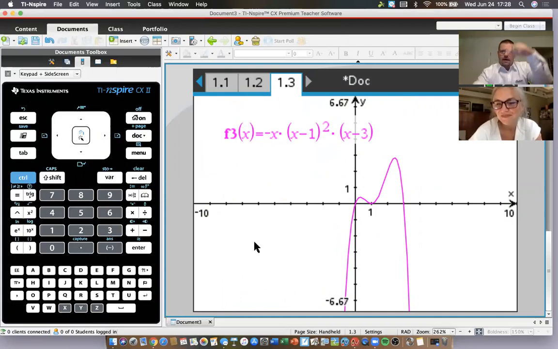Now, I don't have the heights of my peaks. I could find more points to get a refined graph, but I only really need you to find the x-intercepts, the y-intercepts, the behavior of the crossings, the multiplicity of zeros, and that end behavior. And really, there wasn't anything new in this lesson. We just put it all together to make a graph.